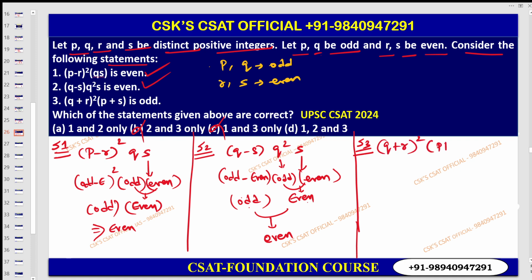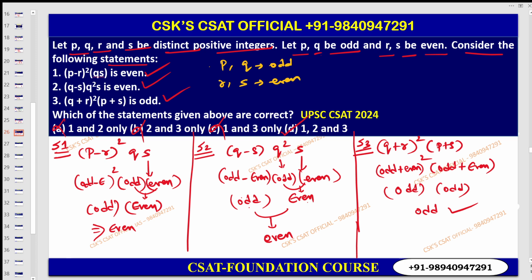(q + r)²·(p + s), whether odd or not. Just now we have seen p + s: odd plus s, which is even. Odd plus even is again odd. Understood? Now this one: q is odd, r is even, the whole square. Odd plus even is odd, and the odd whole square is again odd. Odd into odd becomes odd only. All are correct, so eliminate option A. D is correct. Guys, understood how to do these things?